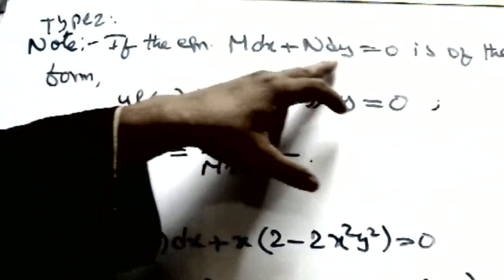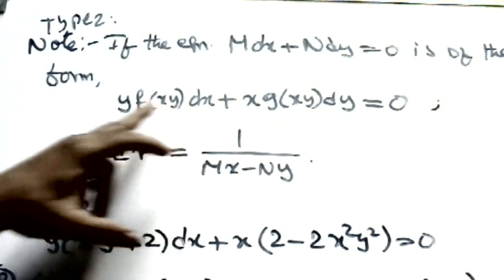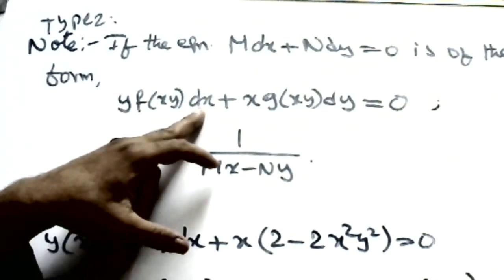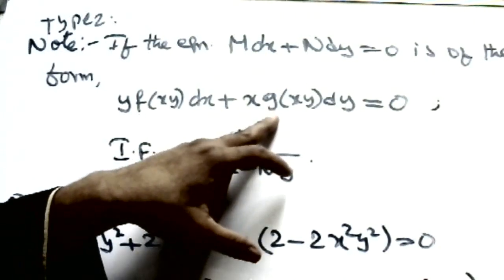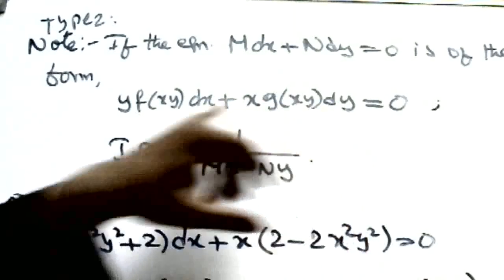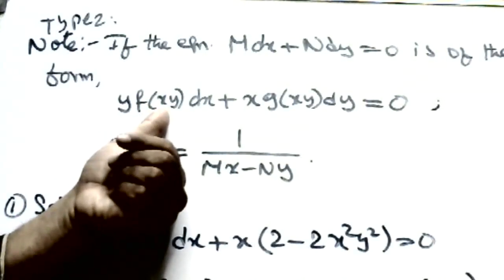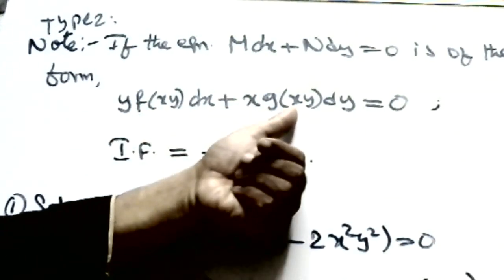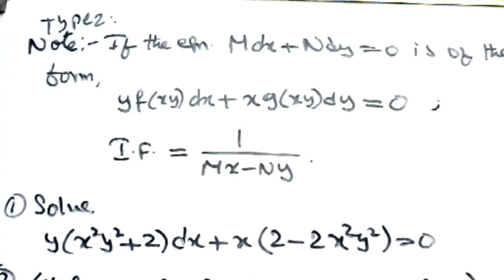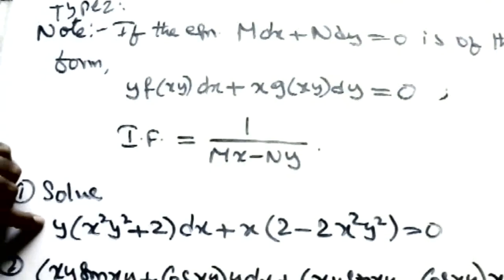This is type 2. Suppose M dx plus N dy is of the form y f(xy) dx plus x g(xy) dy, that is, a function in which x and y are together. If this type of question is there, we have to find the integrating factor. The integrating factor is 1 divided by (Mx minus Ny).